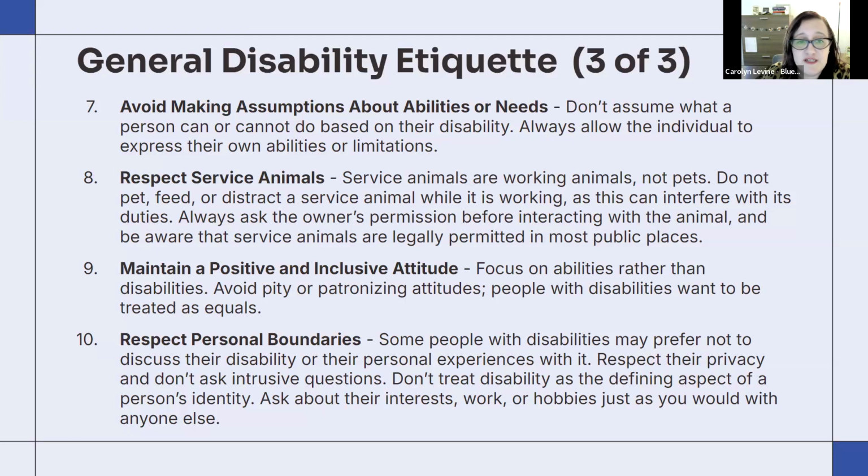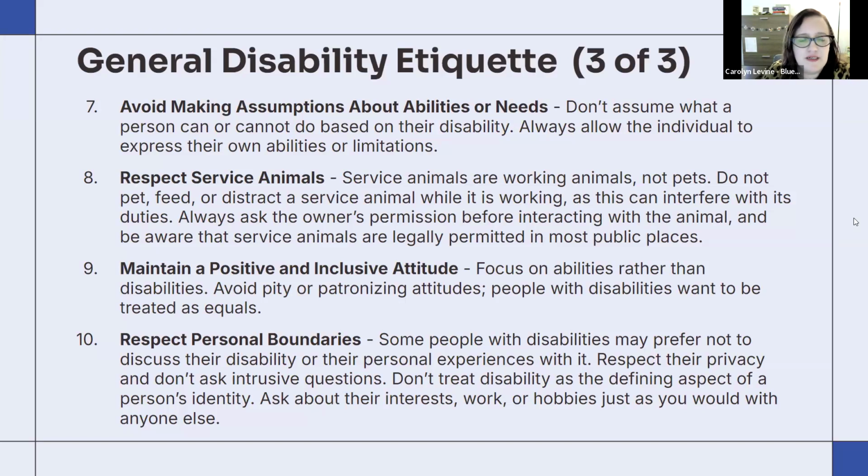Also, if for some reason the animal is not behaving, like if it's running around the class, barking, being distracting, please let me know, because that is not something that we allow. The animal does have to be in control. They have to be housebroken, those kind of things.